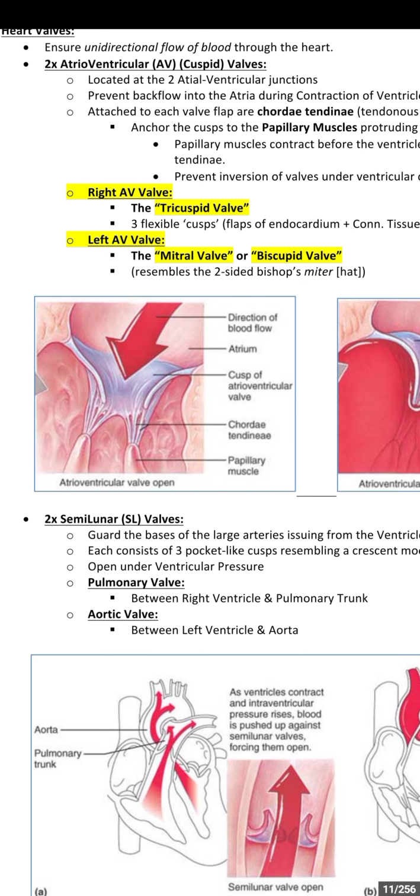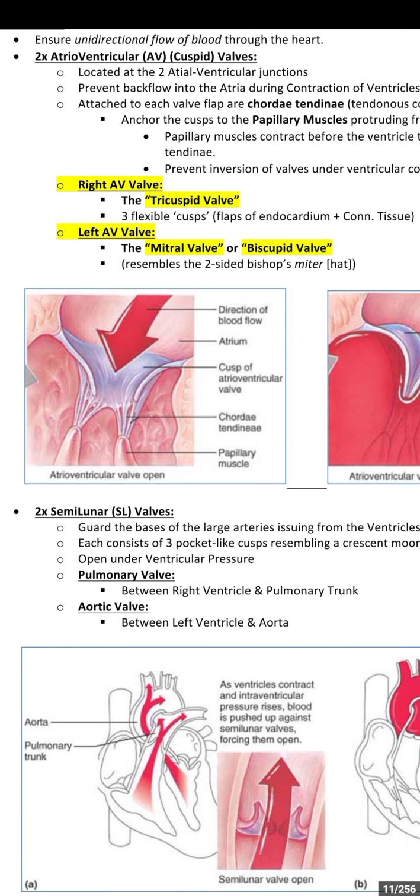Cuspid means flaps of connective tissue. Flaps of endocardium plus connective tissue. The fibrous connective tissue, the tendinous cord of the tricuspid valve, is connected to the endocardium. So the flaps of endocardium plus connective tissue form three flexible cusps, known as the tricuspid valve.